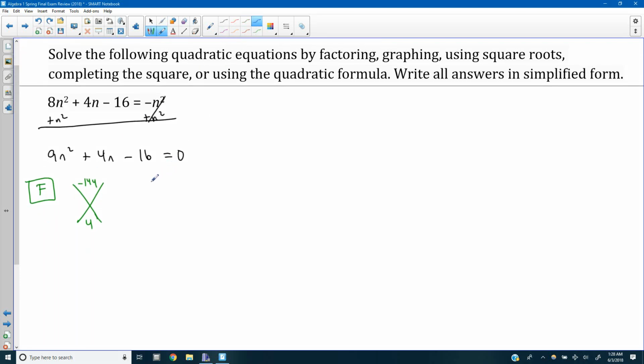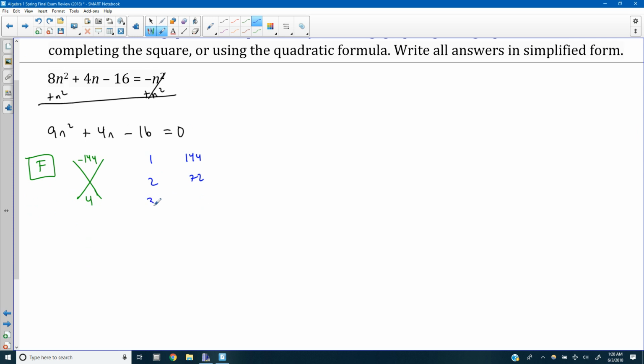of 144. There's 1 and 144, 2 and 72, 3 and 48, 4 and 36, not 5, 6 and 24, not 7, 8 and 18, 9 and 16. No 10s, no 11s, 12 and 12.